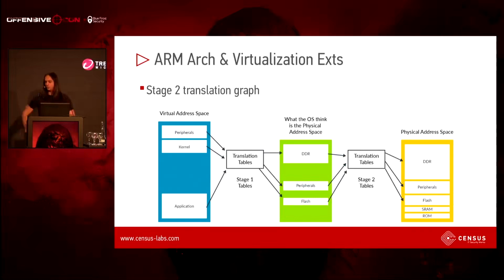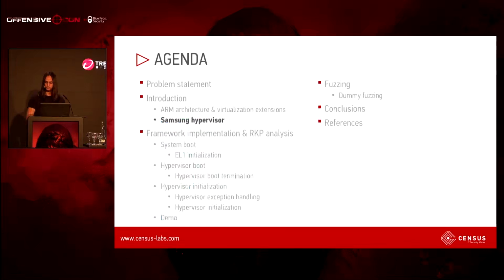And more importantly, stage 2 tables and table entries have their own memory attributes, which ultimately define the memory translation process. For example, if a virtual address is defined as executable in stage 1 tables and not executable at stage 2 tables, then trying to execute from that virtual address results in a translation error.